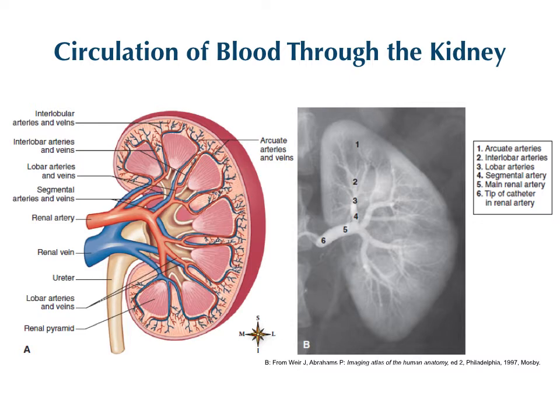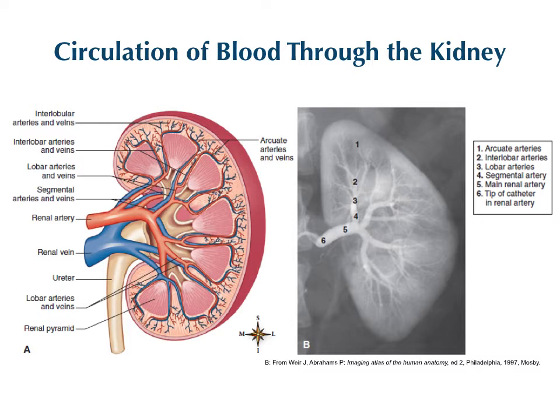Picture A is an artist's rendering of the circulation of the kidney, and it shows the major arteries and veins of the renal circulation. We haven't yet discussed the veins, but they correspond to the arteries and are named accordingly. Picture B is a renal arteriogram. You can see that at number 6 is where the tip of the catheter is entered into the renal artery.